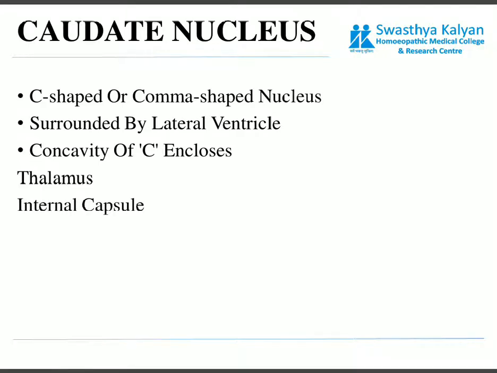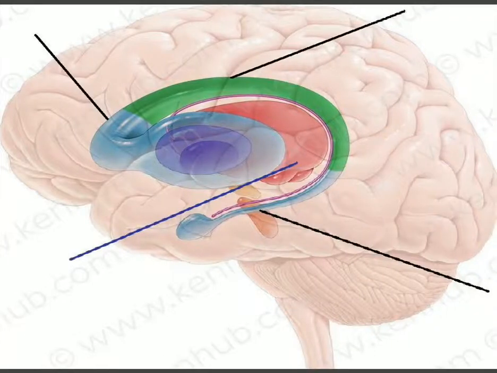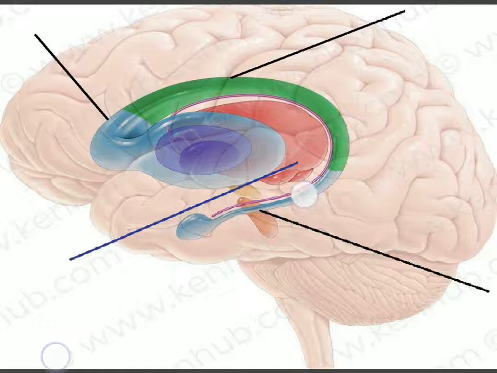So the first part of the corpus striatum is the caudate nucleus. It is a C-shaped or comma-shaped nucleus surrounded by the lateral ventricle, and the cavity of the C encloses the thalamus and the internal capsule. So this here is the caudate nucleus with its head, body and tail, and the C of the caudate nucleus encloses the thalamus. This red color is the thalamus, and it is enclosed within the cavity of the caudate nucleus.